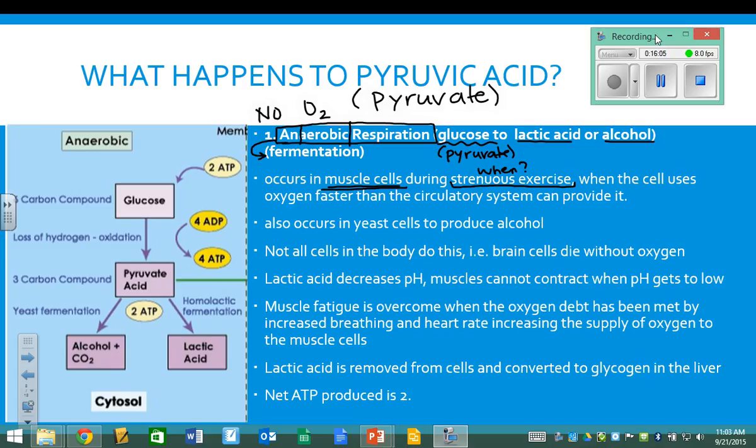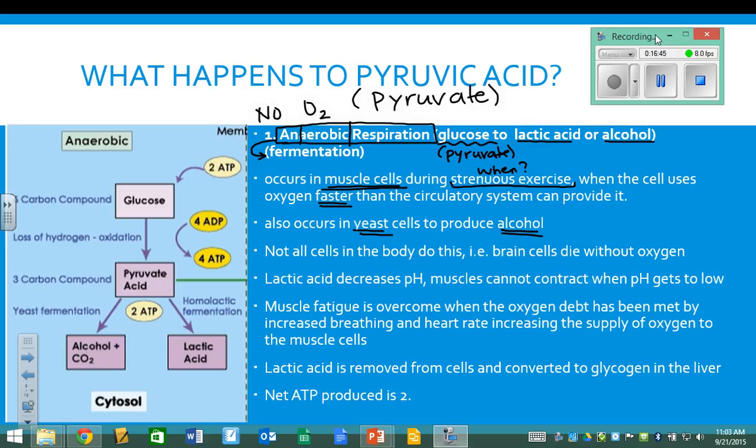What's happening is that the cell uses oxygen faster than the circulatory system can provide it. That means that your cells would prefer to use oxygen, but there's not enough of it. A similar process occurs in yeast cells to produce alcohol. So if you've ever been around when someone is making beer or making wine, you might know this, but you have to put it in a container without oxygen. And that's how you get your fruit or your yeast cells or whatever kind of grains you're using to ferment and produce alcohol.